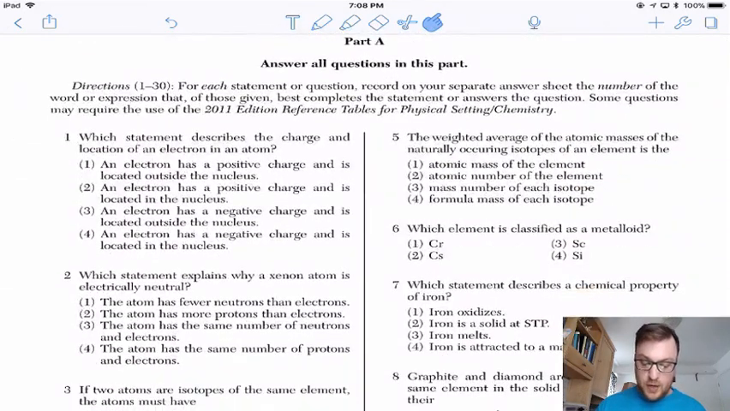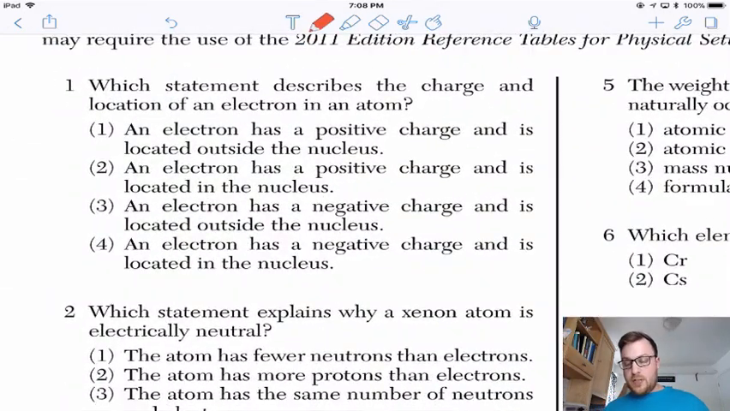All right, question one. Generally speaking, the first five-ish questions are going to be on atomic structure. So protons, neutrons, and electrons. Stuff about the atom. Which statement describes the charge and location of an electron in an atom?